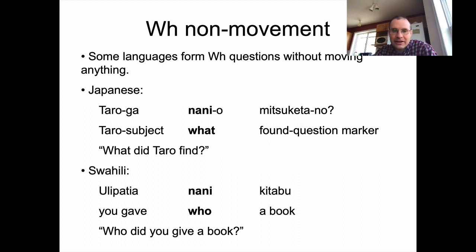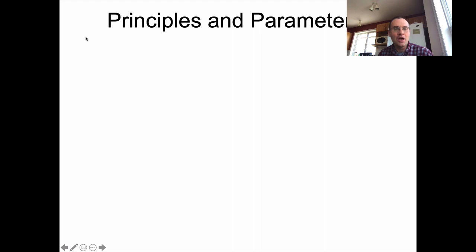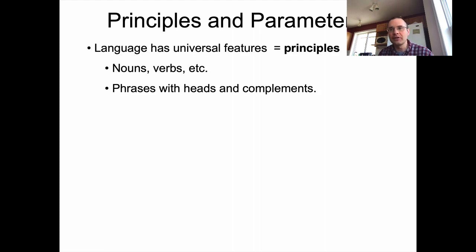Swahili, a totally unrelated language to Japanese, just so happens to have a WH form that looks a lot like nani in Japanese. It's also nani, but it means who. So ulipatia nani kitabu means you gave who a book, or at least that's what it means in the literal syntactic order. But the question form would be, who did you give a book? So if you want to ask about who, you just leave it there where it started in the sentence. You just change it to a WH form.